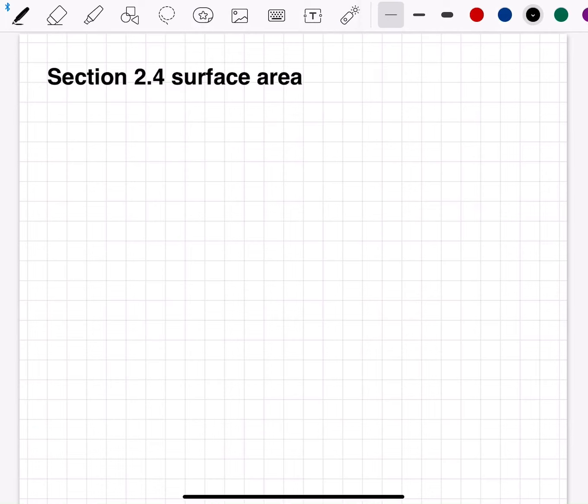The next part of section 2.4 is going to be talking about surface area. So what is the surface area? Let's look at a definition of how to find the area or surface area of a cylinder. But this time, this cylinder is hollow. So it's just like we're talking about the outside piece.